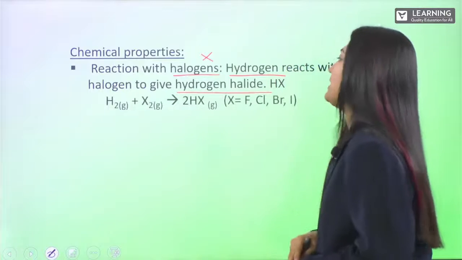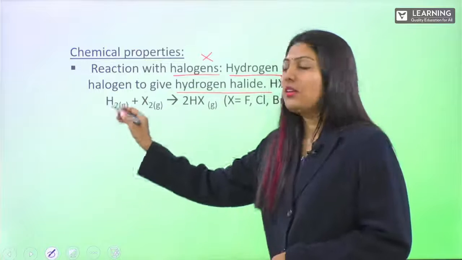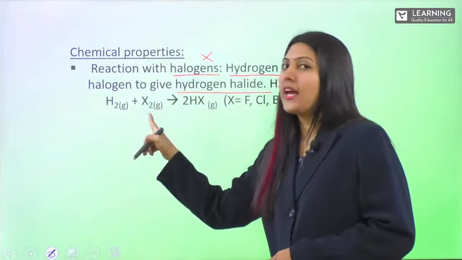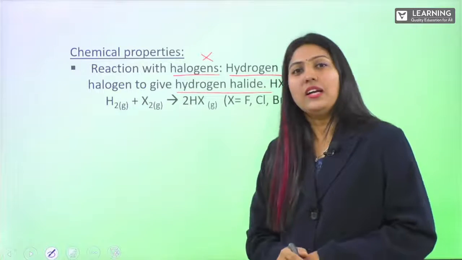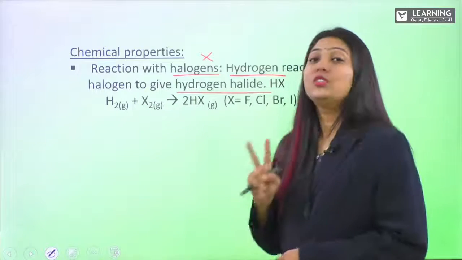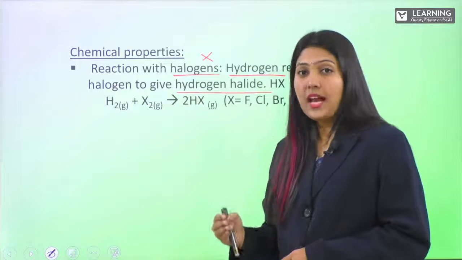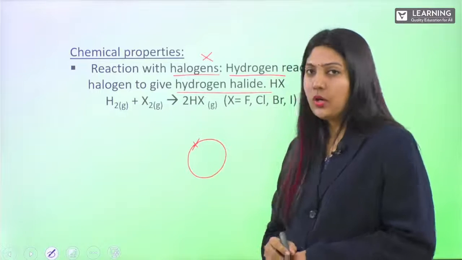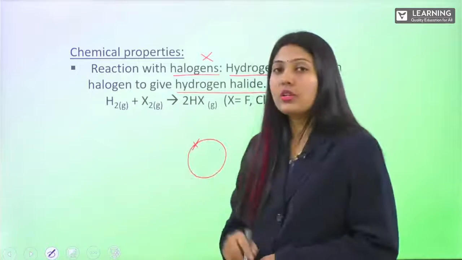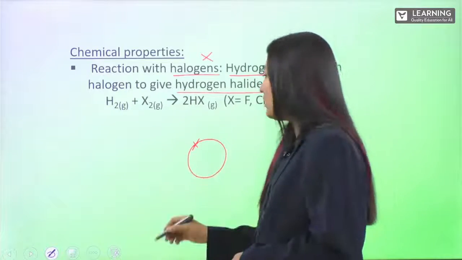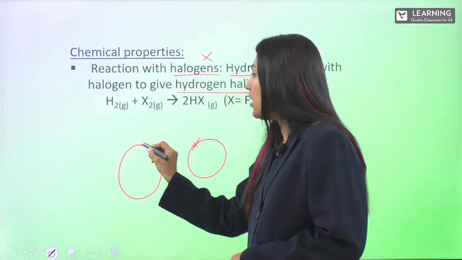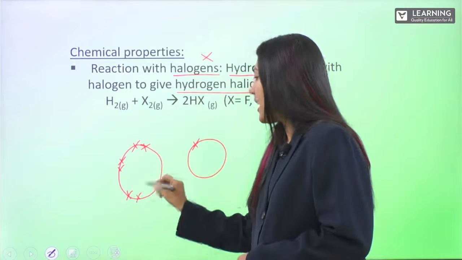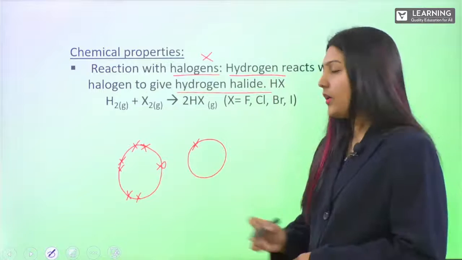Let's check an example of hydrogen reacting with a halogen, where you should know that halogen is also a diatomic molecule, and hydrogen is also a diatomic molecule. They both react to give two molecules of hydrogen halide. Hydrogen has one electron in the outermost orbit. Likewise, chlorine, bromine, iodine or fluorine, the halogens, have 7 electrons in the outermost shell.